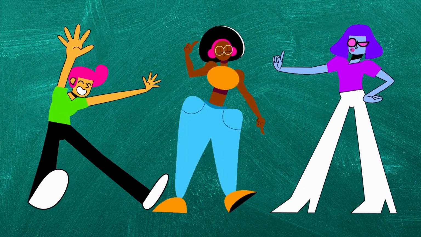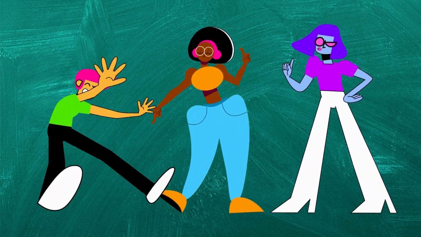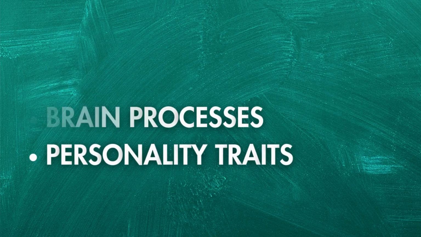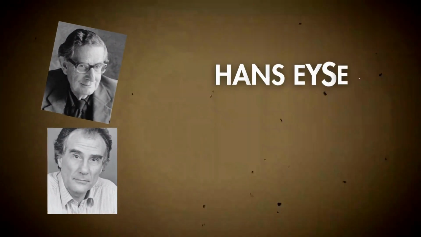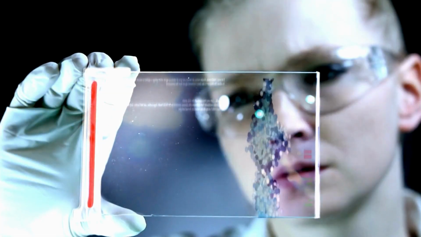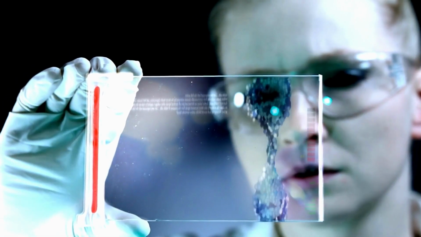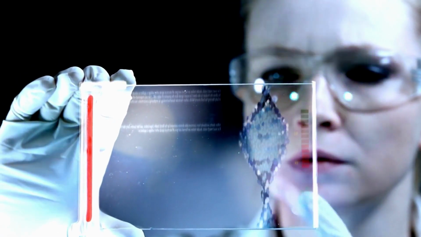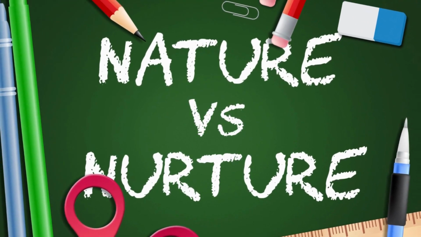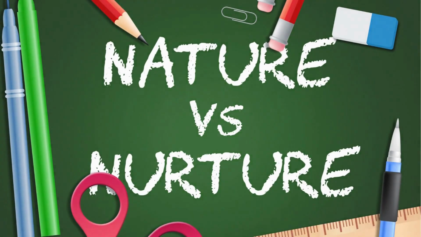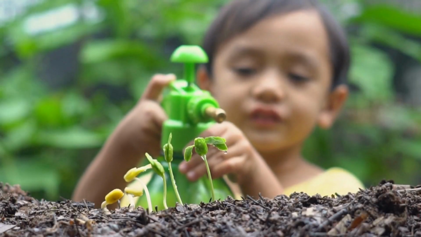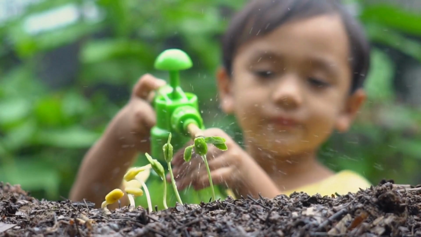This perspective seeks to unravel the intricate dance between our DNA, brain processes, and personality traits. Noteworthy contributors include Hans Eysenck and Jeffrey Alan Gray, who championed the idea that our personalities are deeply rooted in our genetic blueprint. The biological perspective reminds us of the nature versus nurture interplay. While our genes might set the stage, it's the interplay with the environment that crafts the final act.